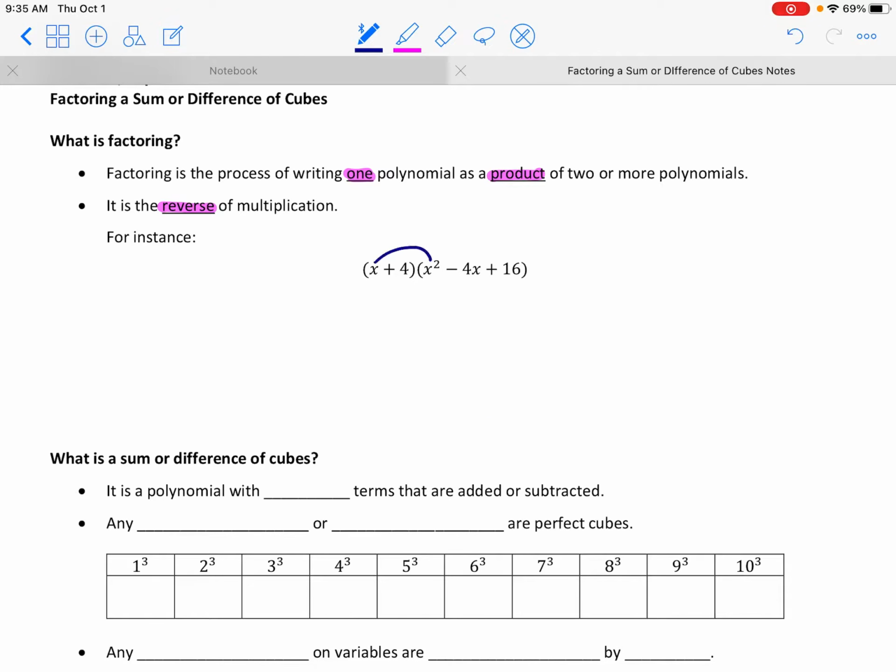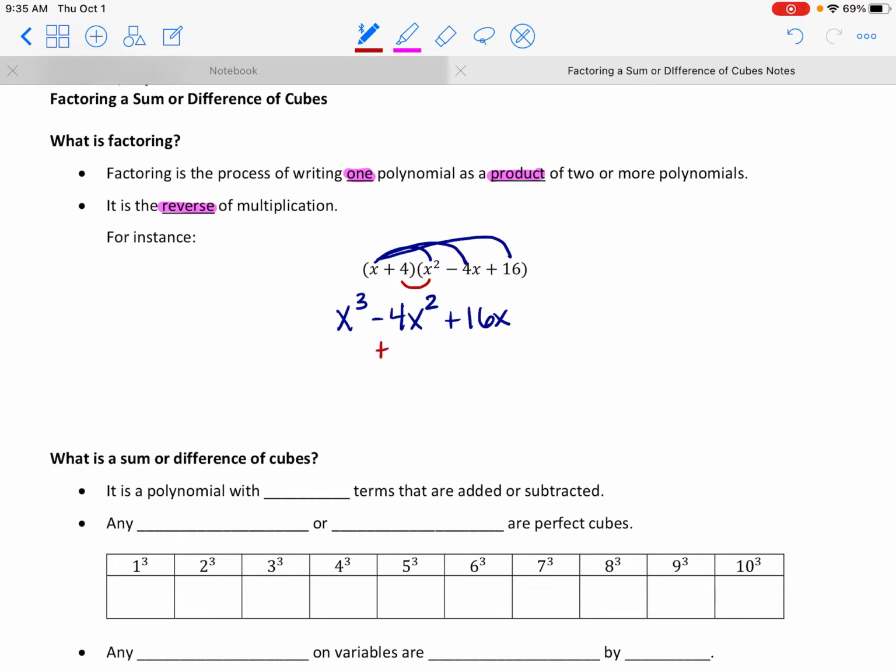The x times x is going to get us an x cubed. X times negative 4x is going to be a negative 4x squared. X times 16 is going to get us a positive 16x. So there's the first three terms. Remember, 2 terms times 3 terms should get us 6 altogether. We're going to get the others by distributing the 4.